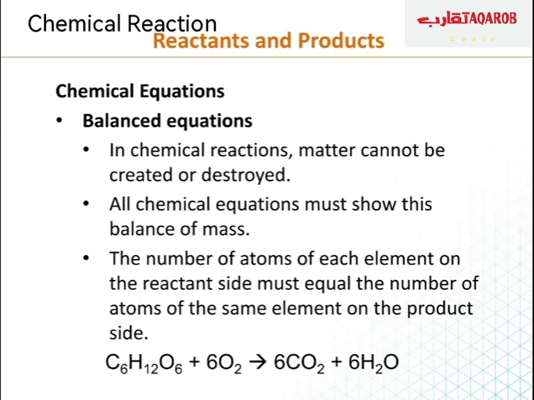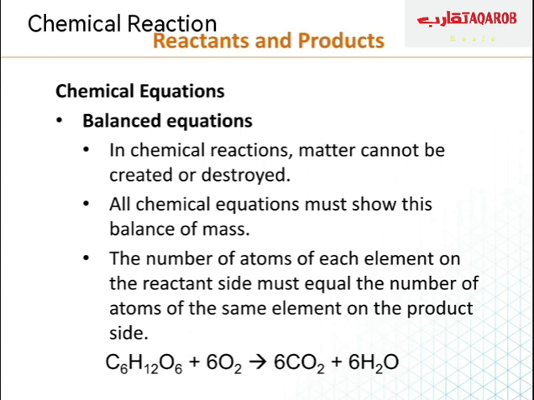For each chemical reaction, there is a chemical equation, and for each equation, you have to balance it. So there is something called balanced equations. In a chemical reaction, matter cannot be created or destroyed. You have to memorize this. In any chemical reaction, matter cannot be created or destroyed. So, all chemical equations must show this balance of mass. The number of atoms of each element on the reactant side must equal the number of atoms of the same element on the product side. This is how we can say this is a balanced equation.